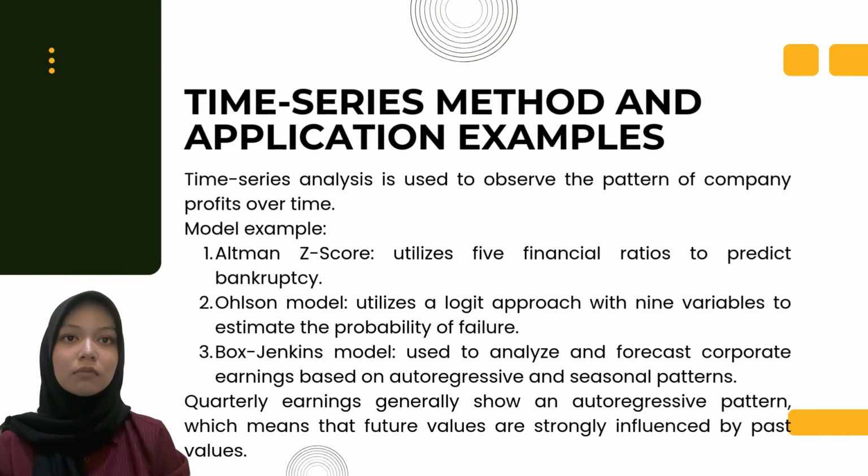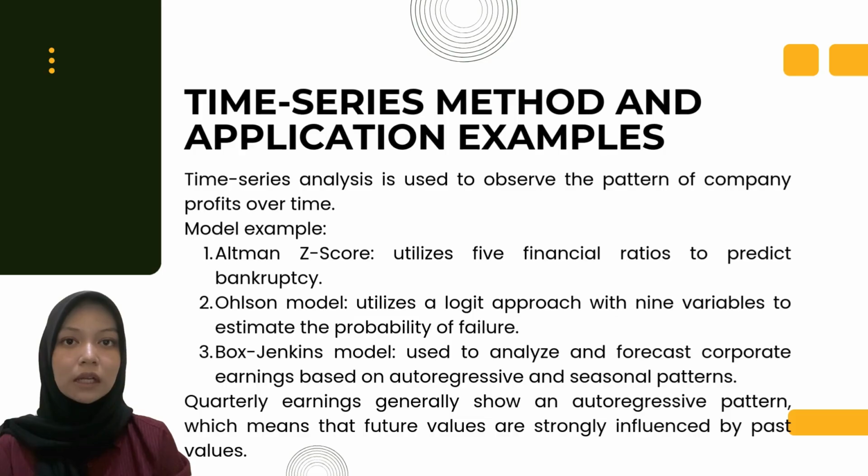Time series analysis is a method used to observe historical patterns in financial data, especially company profits over time. This approach helps in making future projections based on past data trends. One example is the Altman Z-score model, which uses 5 important financial ratios such as working capital, retained earnings, and market value of equity to predict a company's potential bankruptcy. There is also the Ohlson model, which adopts a logit approach and involves 9 variables to estimate the probability of a company's failure.